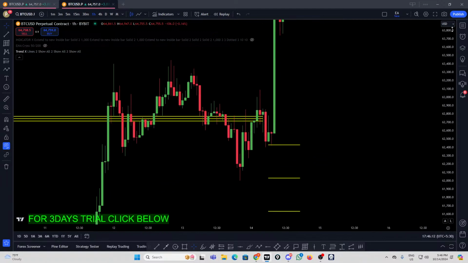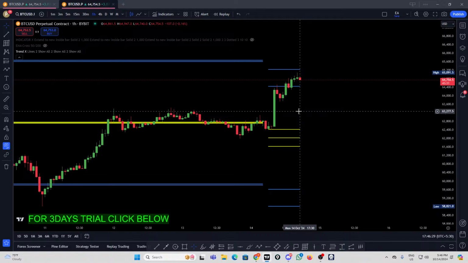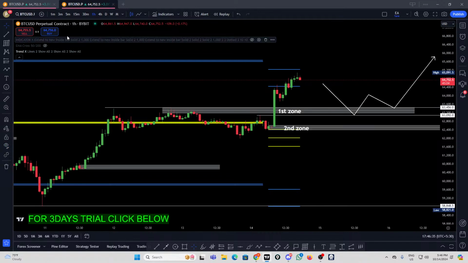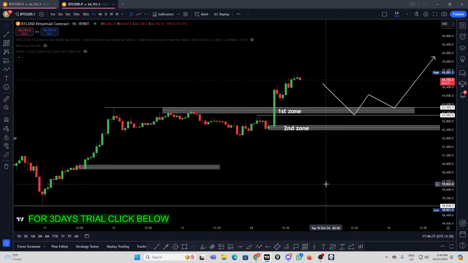Exactly, it tapped that indicator and we got a hammer or dragonfly doji, whatever you want to call it. Just look at this, it tapped and started going up, and the market has already reached the weekly targets. So now if you want to join this trade, just look at this here.